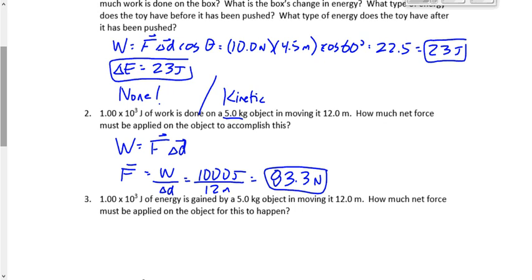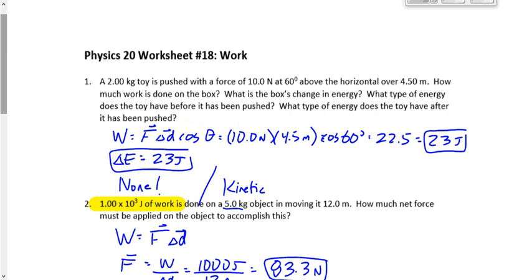Quick, lightning fast, number 3. 83.3 newtons. It's the same question. The point that I want to make with this information right here, 1,000 joules of work, 1,000 joules of energy is gained. And similarly, the point that I want to make up here where we said, what's the work done on the box, and what's the box's change in energy?